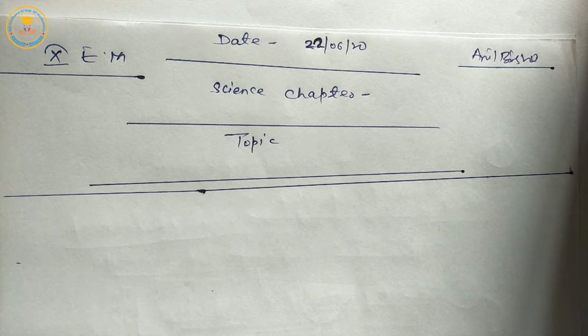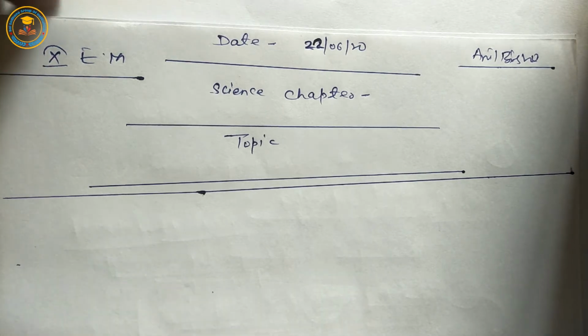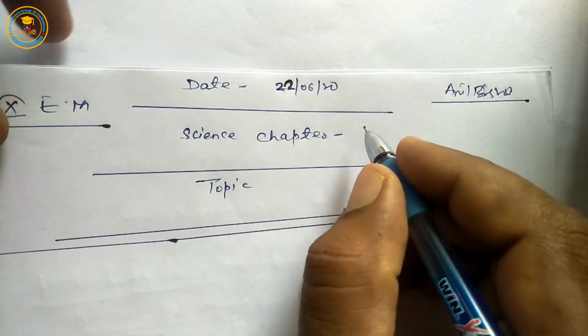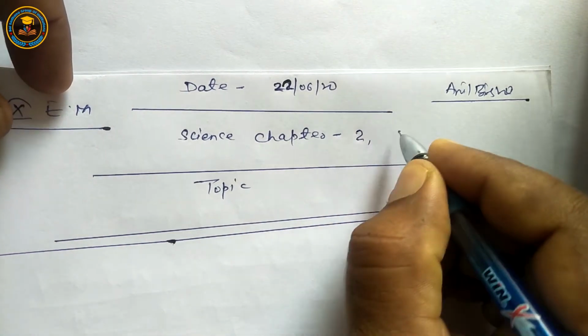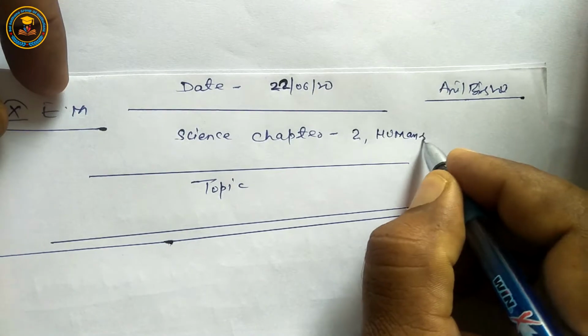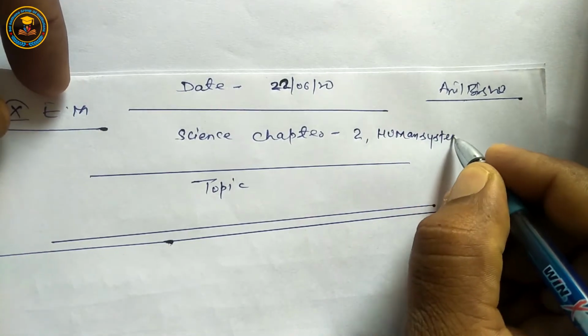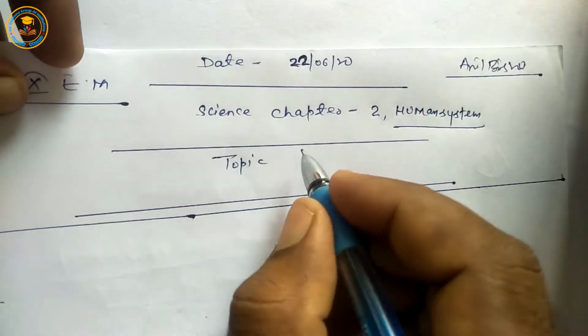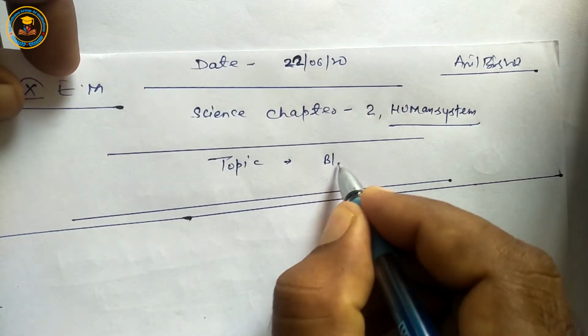Today we are going to discuss again class 10th science book chapter 2nd, human system, and today's topic is blood group.